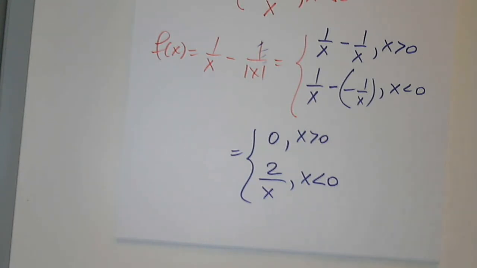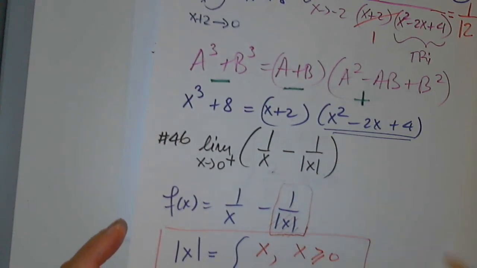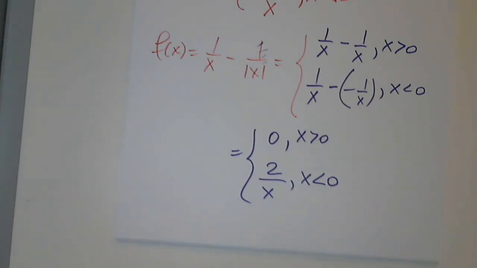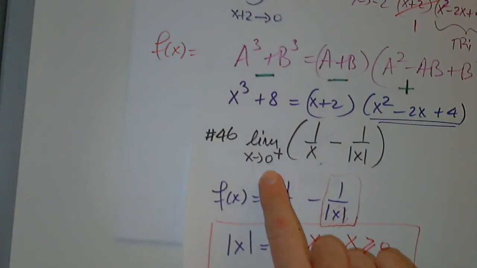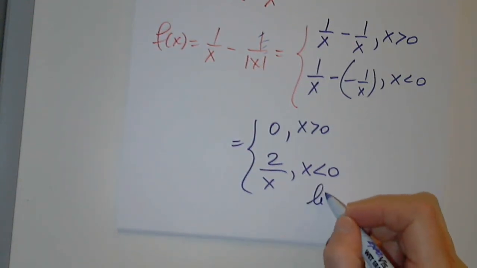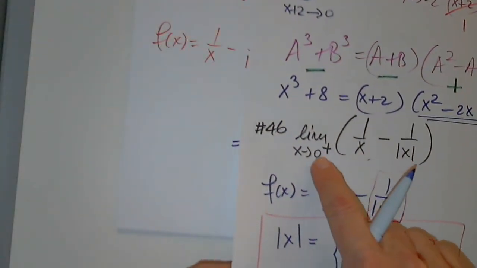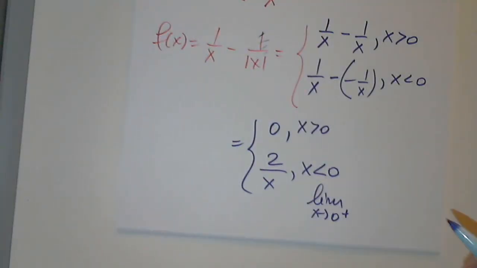So what happened here? Well, we only simplified this function fully into 0 for x greater than 0 and 2 over x for x less than 0. And only now I can determine this limit. Limit as x approaches 0 from the right. Which branch? Only one. Bottom. So the limit is? We just use the limit law that says the limit of a constant is the constant when x approaches anything you want.